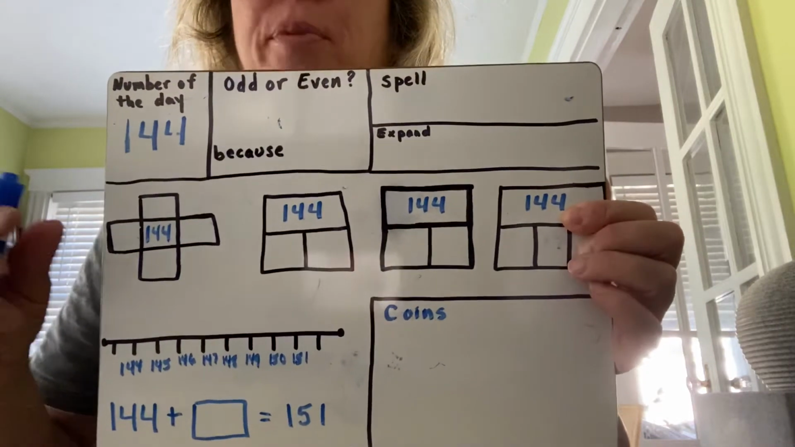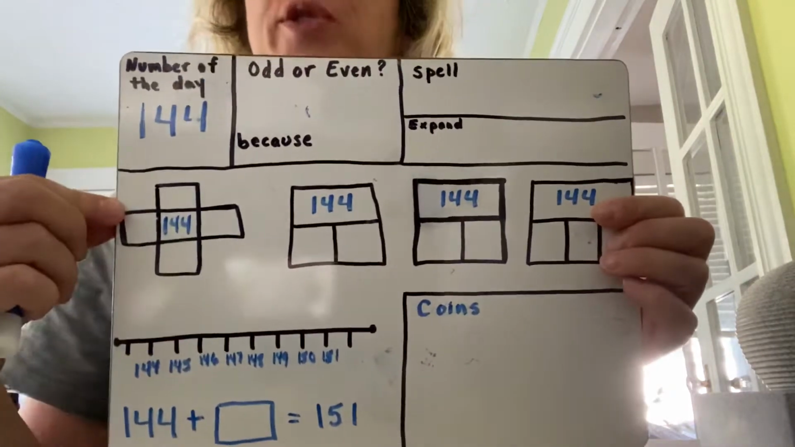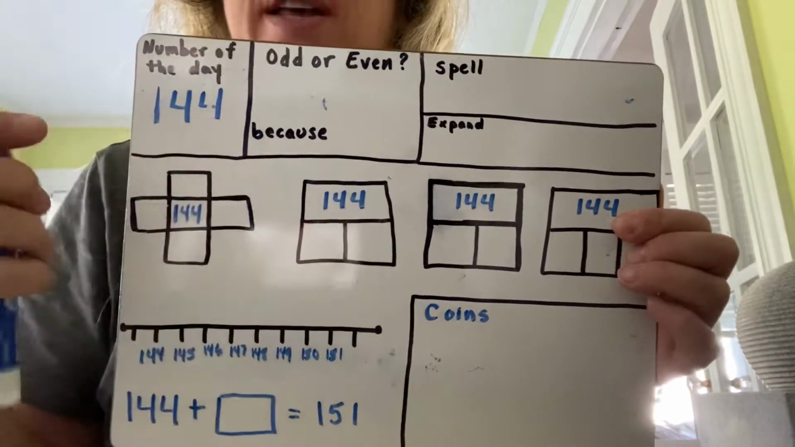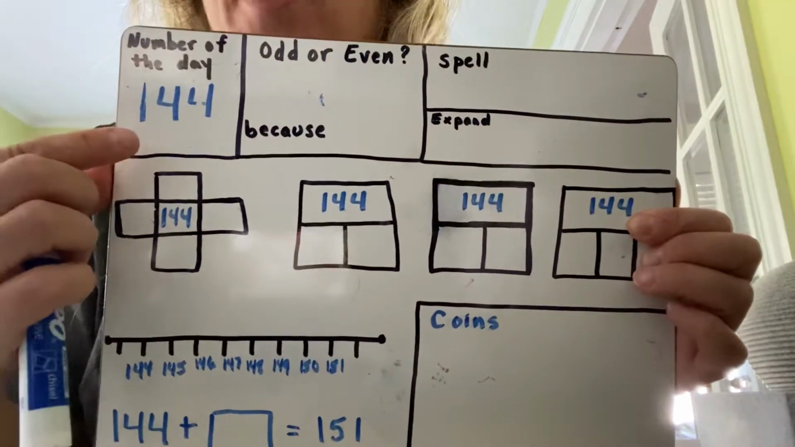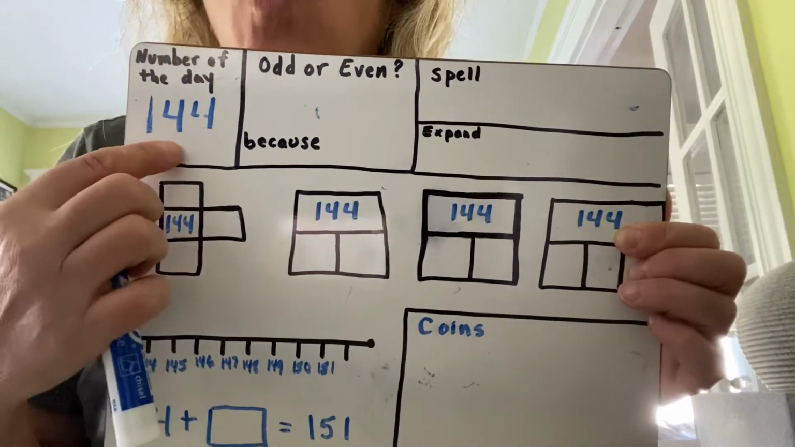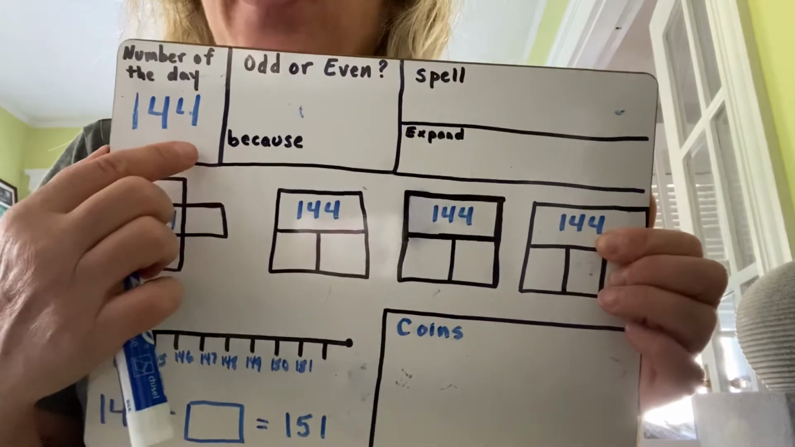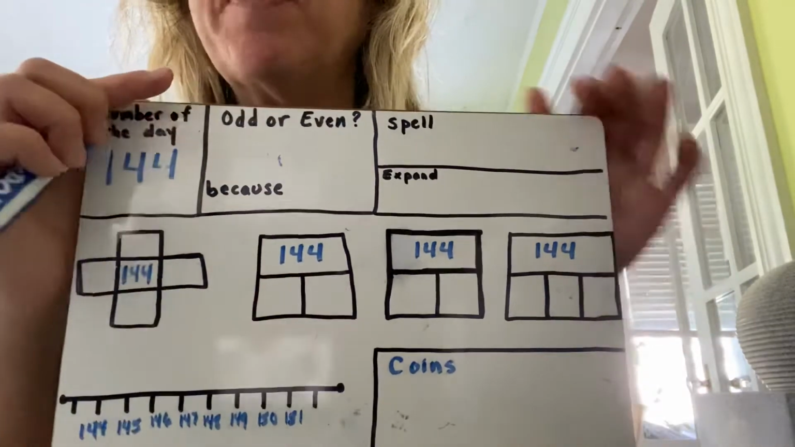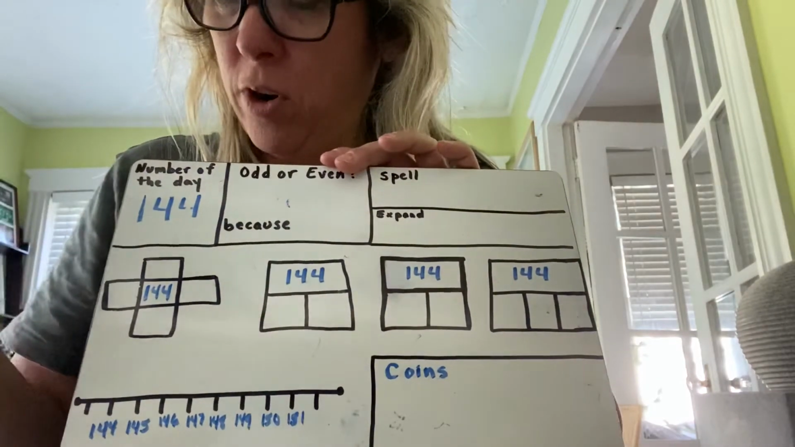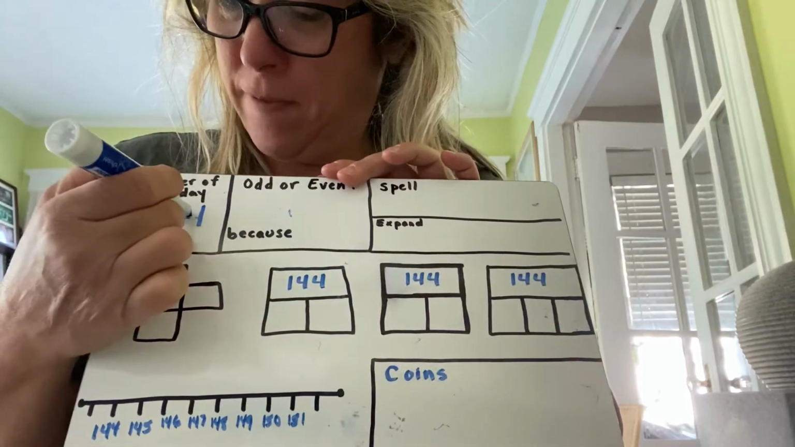Let's do a little math practice. If we were in school, today's number would be 144. Let's take a look at 144. There's a 1 in the hundreds place, there's a 4 in the tens place, and there's a 4 in the ones place. So let's see, is 144 odd or even?